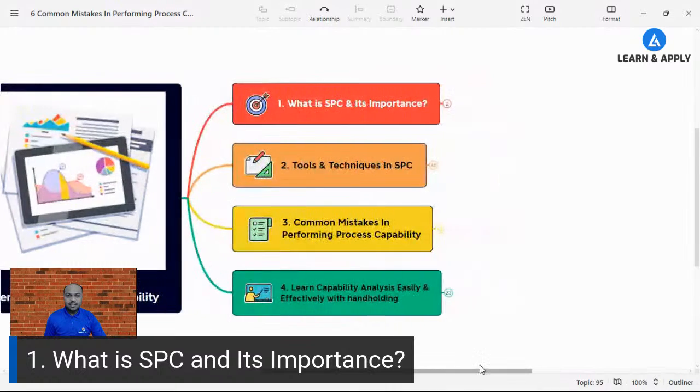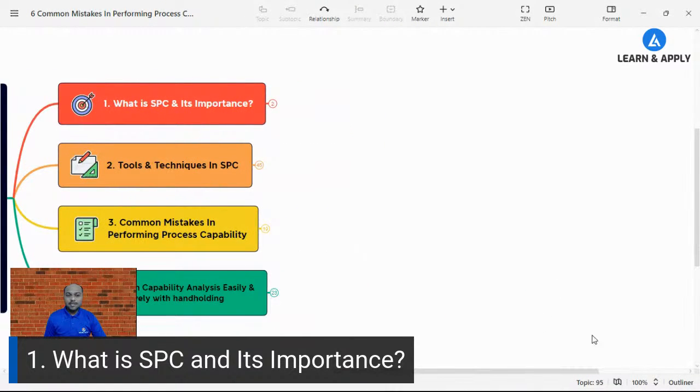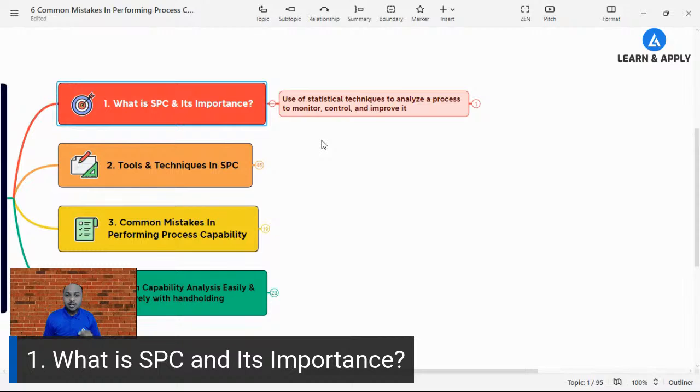The first part is about what SPC, statistical process control, is and what its importance is. This is important to understand first, because process capability is one of the most important parts of statistical process control. Before going into the details of the mistakes we are making, just understand what SPC is. Statistical process control is an important tool in Lean Six Sigma which uses statistical techniques to analyze a process in order to monitor, control, and improve any kind of process.